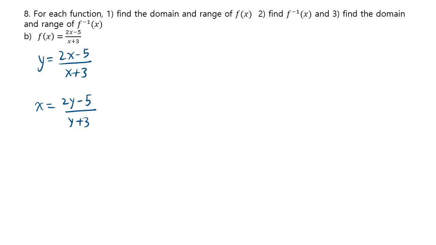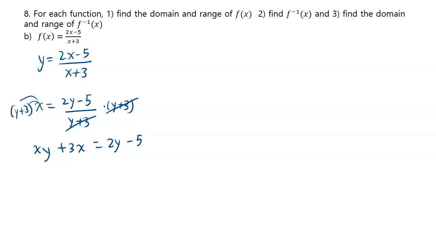Well, you see a fraction, right? And you're trying to solve something. Fractions are evil. So what do you do? You multiply by that denominator, both sides, so that fractions are gone. Expand, and you get x times y plus 3x equals 2y minus 5.